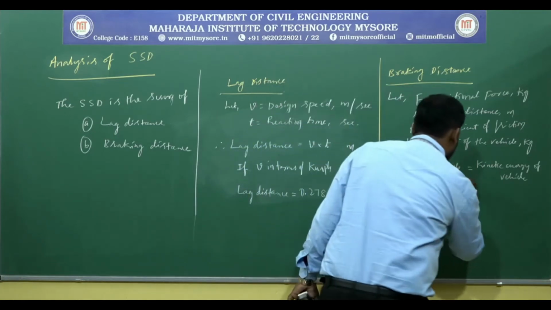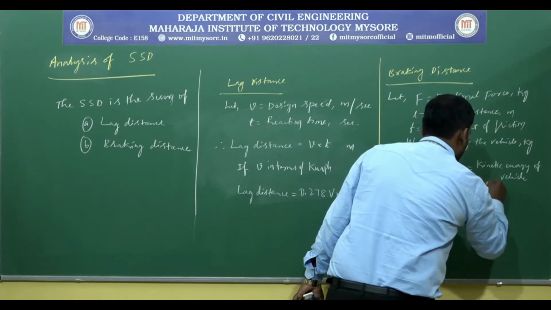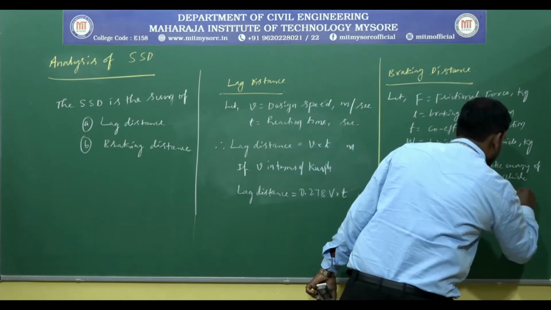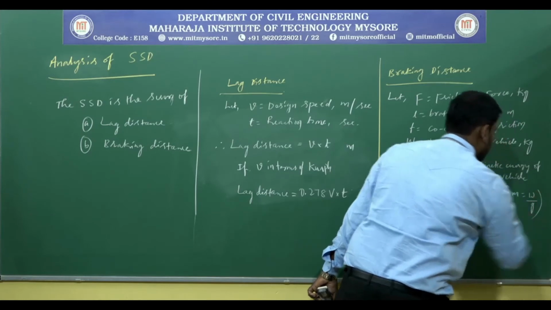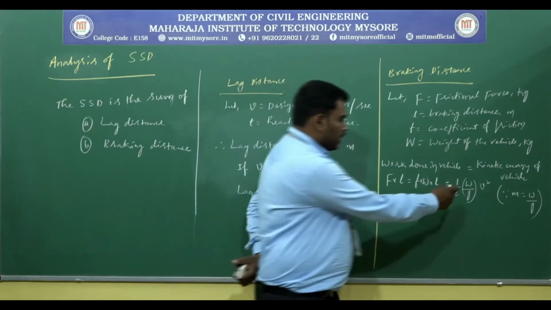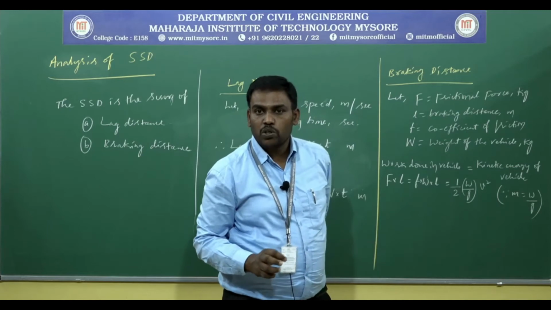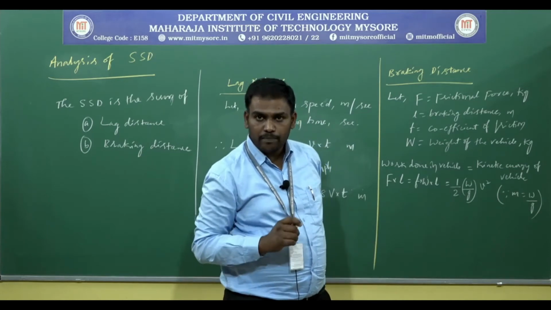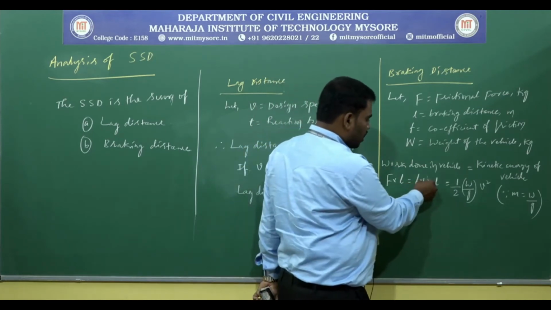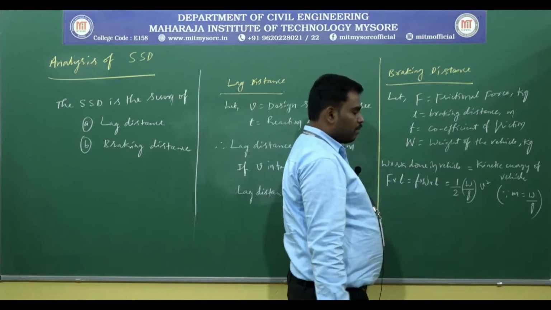Directly I write W by g V square, because m is equal to W by g. The kinetic energy we know is half m v square. In place of m I write W by g, because mass is equal to weight divided by acceleration due to gravity. Is it clear? Then see here, F into W multiplied by small l is equal to 1 by 2 W divided by g multiplied by V square.